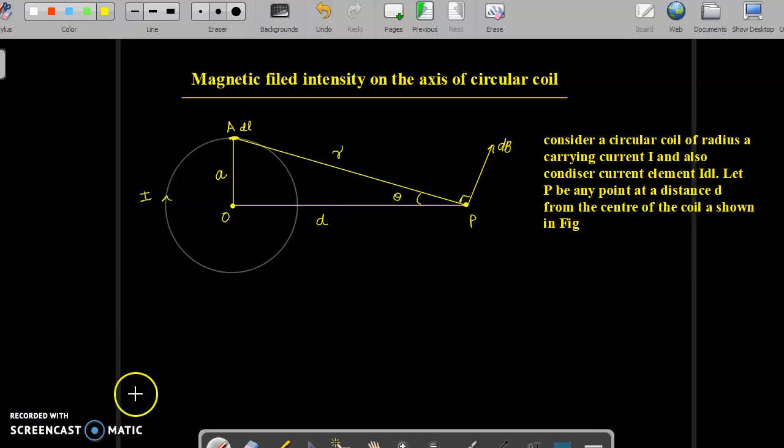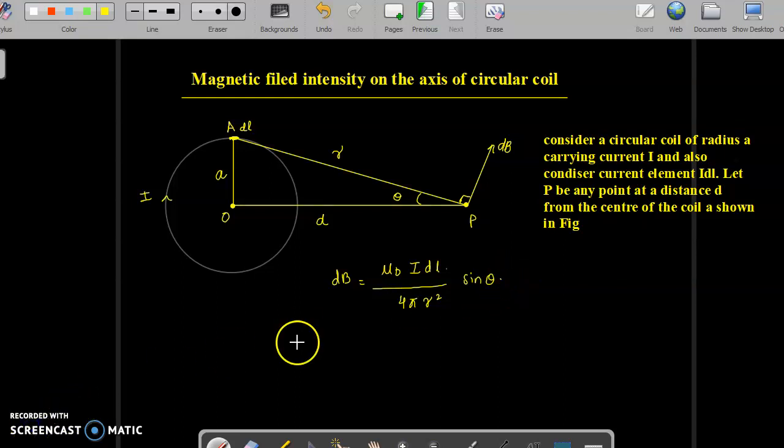Earlier we studied the magnetic field intensity at any point due to a differential current element dl. Using the Biot-Savart law, we can write dB, the small magnetic field intensity at point P due to this differential element dl, as mu naught I dl over 4 pi R square, times sine theta.